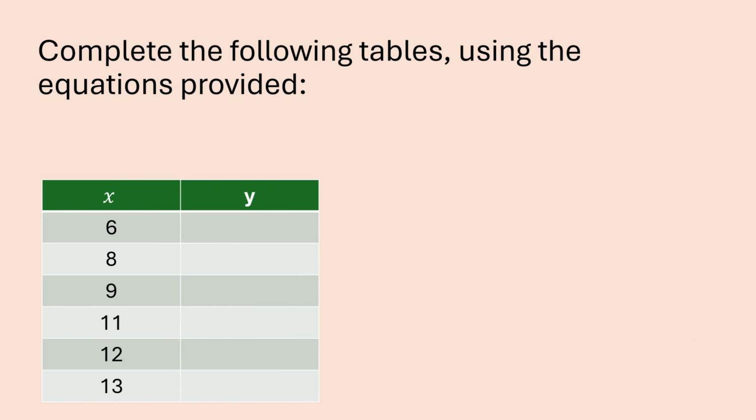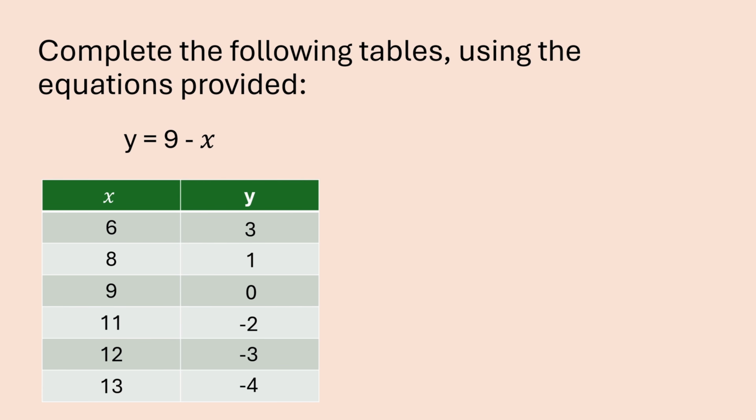Next example. Equation y is equal to 9 minus x. If x is equal to 6, then y is equal to 9 minus 6, which is equal to 3. If x is equal to 8, then y is equal to 9 minus 8, which is equal to 1. If x is equal to 9, then y is equal to 9 minus 9, which is equal to 0.